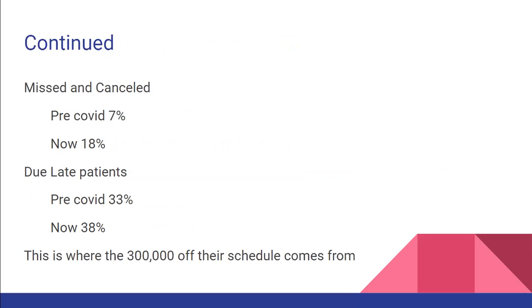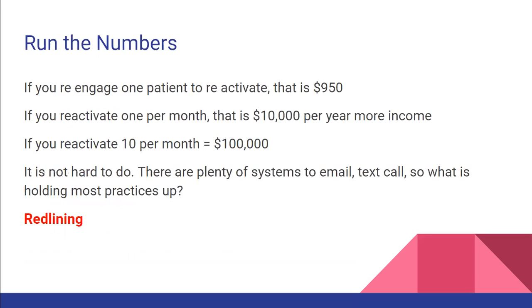Continued. On the missed and canceled patients, pre-COVID were 7%, and now it's 18%. Due or late patients, pre-COVID 33%, and now it's 38%. Everything has gotten worse since COVID. So this was again done in this 2,500 practice survey, where there were 300,000 off the schedule.